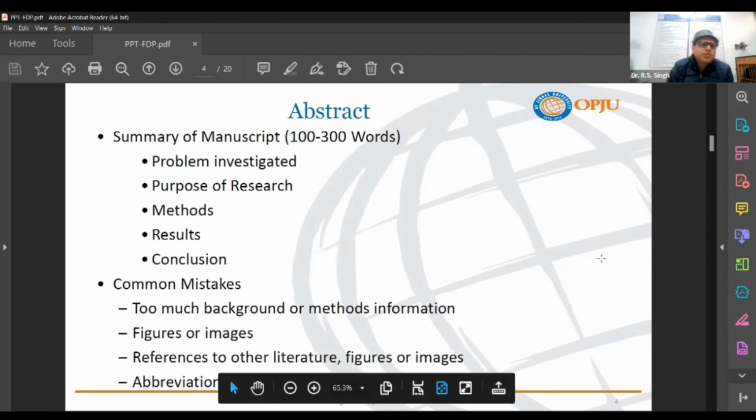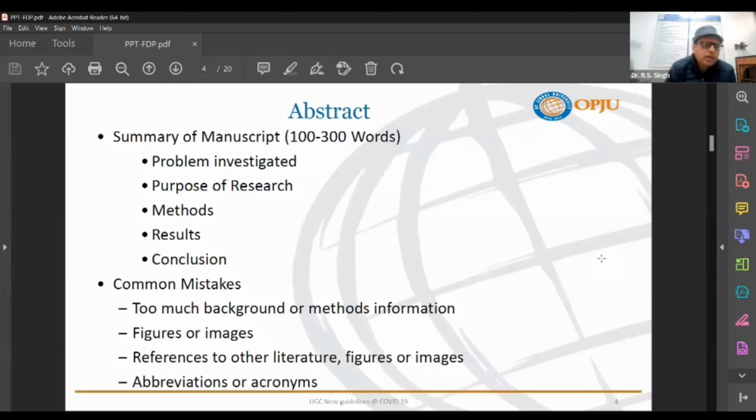So the first section is the abstract. This is the key part of your research article. Actually, I can tell you that this is the key part of your manuscript, and you have to pay more attention to writing this part. I think this is a very difficult part, I can tell you. And it tells you the summary of the manuscript, not only the summary.